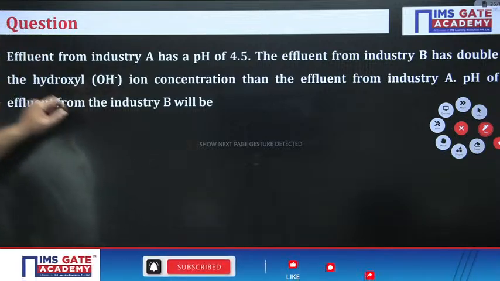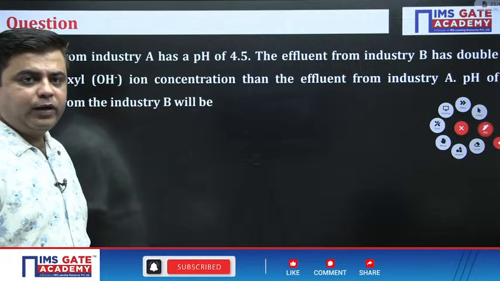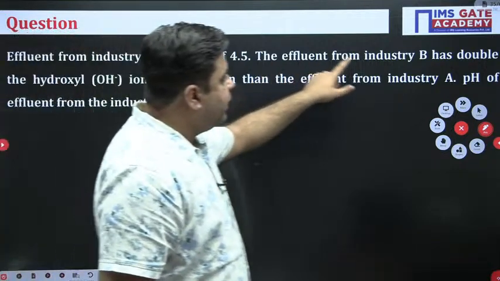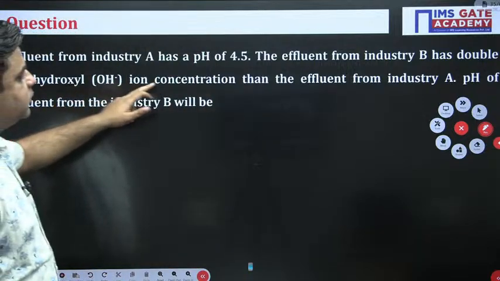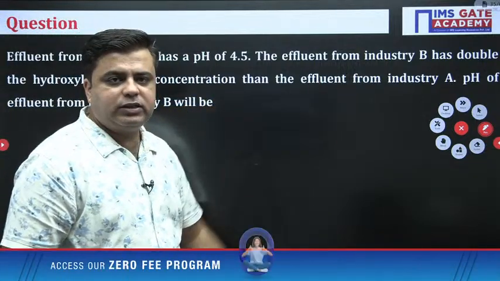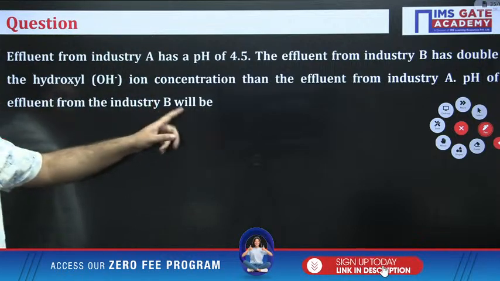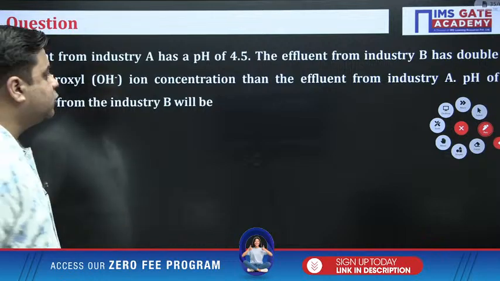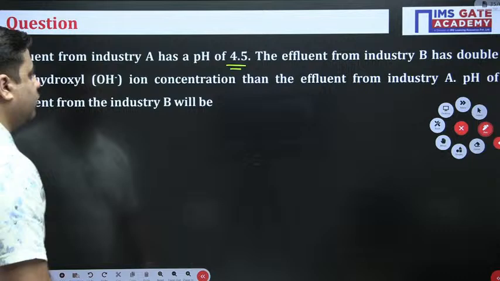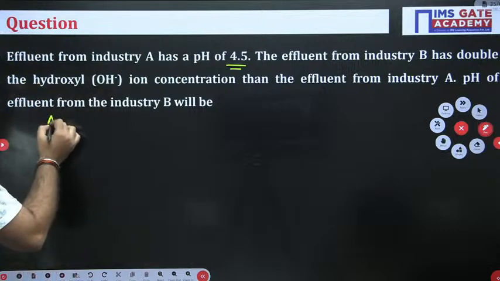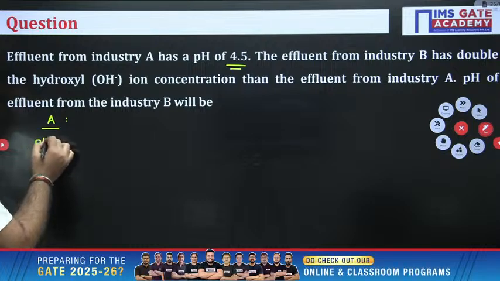The question says that effluent from industry A has a pH of 4.5. The effluent from industry B has double the hydroxyl ion concentration than effluent from industry A. The pH of the effluent from industry B will be? So the pH of water sample coming out from industry A is given to you. Check this out. So from industry A, pH is 4.5.